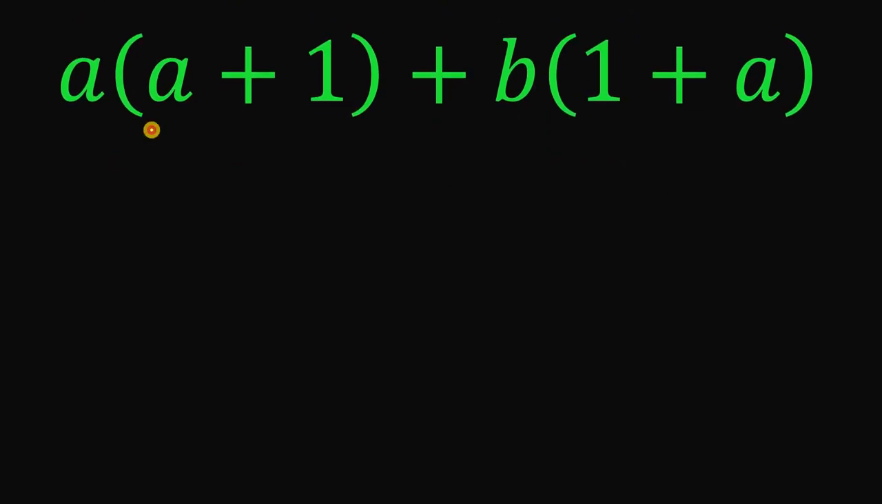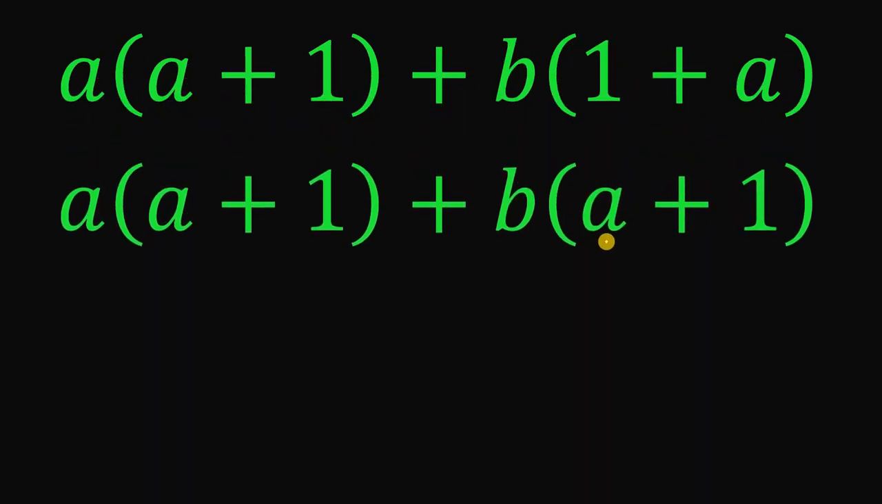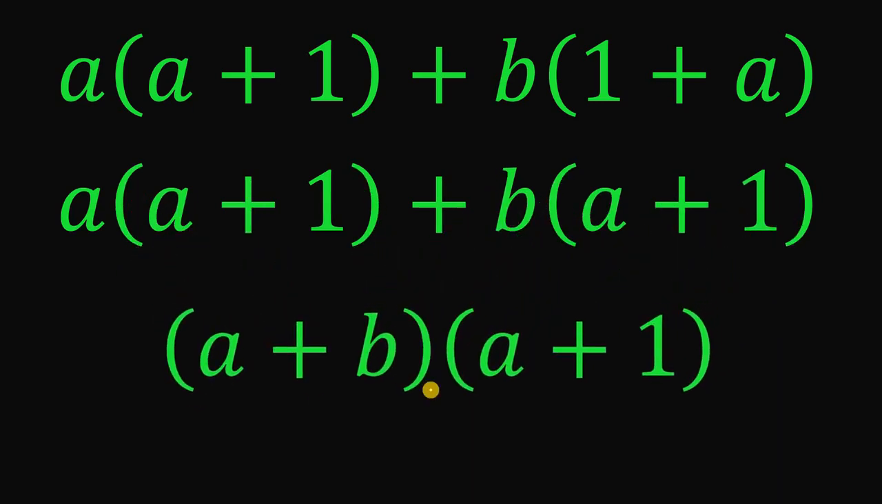And one thing to notice here is this a plus 1. A plus 1, and we have 1 plus a. But take note, 1 plus a is the same thing as a plus 1. So we can rearrange some terms a little bit. So to make these two factors totally the same, we have a plus 1 and a plus 1. Now notice we have a common factor. So what we're going to do is to factor out the common factor a plus 1. And if we do that, we get a plus b multiplied by a plus 1.